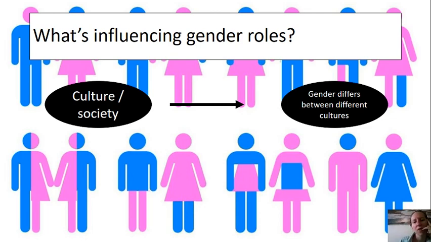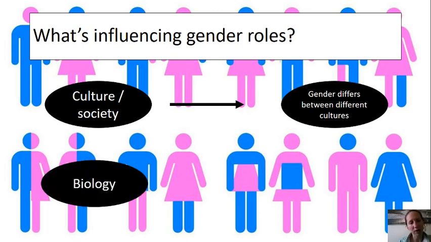So if, for example, culture or social factors are at the root of causing our different gender roles, then we would expect to see that gender would differ between different cultures. If it's more social causes between different societies in different cultures, then we would find it differs between different cultures.